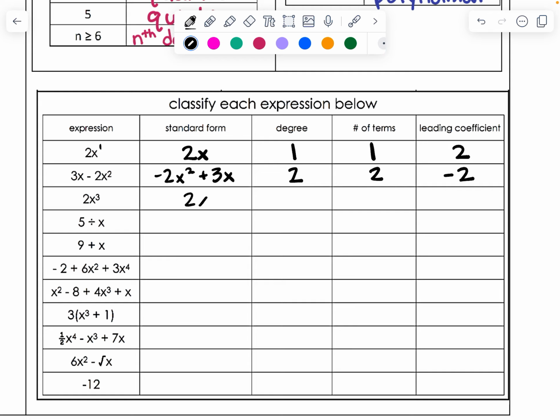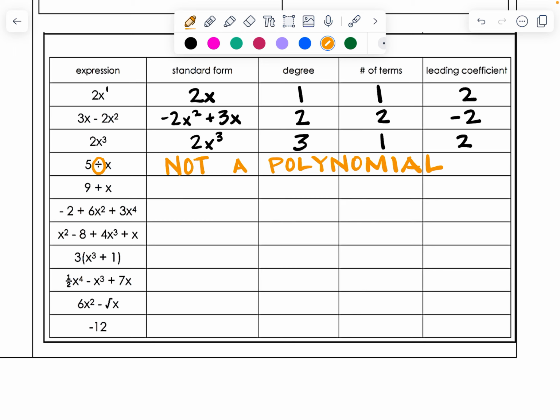2x cubed is a single term, so there's no rearranging needed, just one term. The degree is 3, and the leading coefficient is 2. 5 divided by x. Now this is a tricky one because these terms are not separated by a plus or minus sign. They are separated by a division. So that means this is not a polynomial. The next one, 9 plus x, is a polynomial.